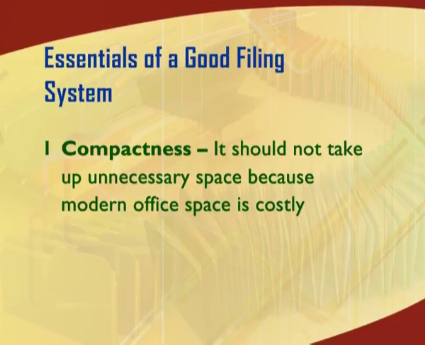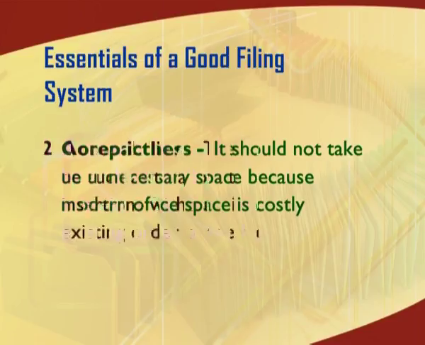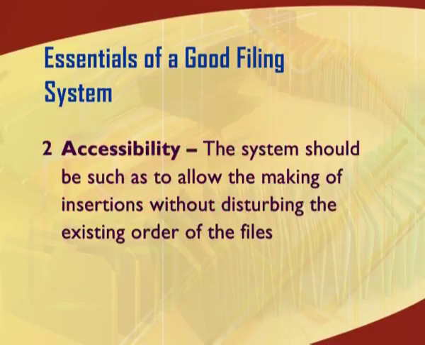should be compact. In other words, it should not take up unnecessary space because modern office space is costly. Accessibility. The records should be readily accessible. The system should be such as to allow the making of insertions without disturbing the existing order of files. The importance of accessibility is greater in situations where records are to be written.